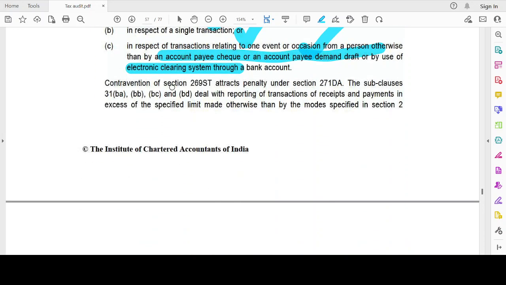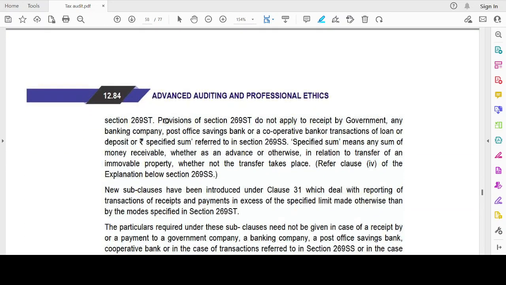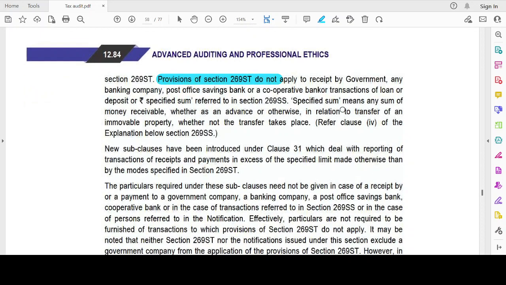Okay, contravention of 269ST attracts penalty under 271DA. This could be an MCQ. Okay. Now, provisions of 269 do not apply to, we have already discussed this, right? Specified sum means any sum of money receivable, whether as an advance or otherwise, in relation to transfer of an immovable property, whether or not the transfer takes place.